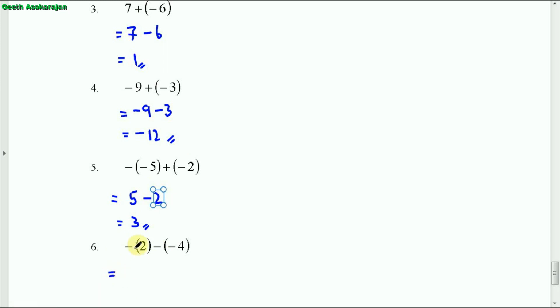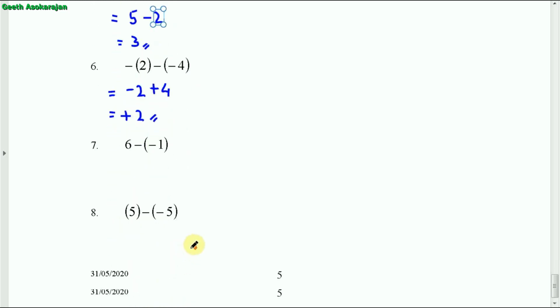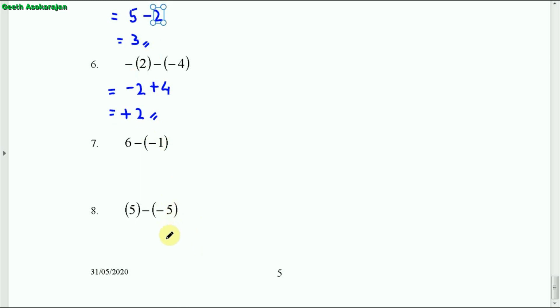Number 6. Minus times plus is a minus, so minus 2. Minus times minus is a plus, so plus 4. And remember, 2 terms of the opposite sign or different sign, so let's subtract. 4 take away 2 is 2. The larger number is 4. The larger number's sign is plus, so plus 2. Now, try these 2 examples and I'll go through the answers very soon.